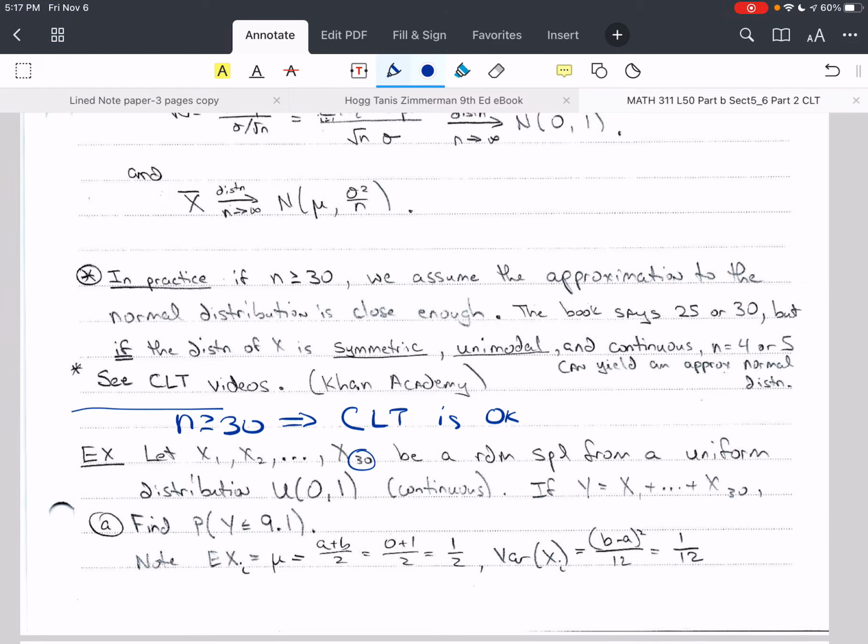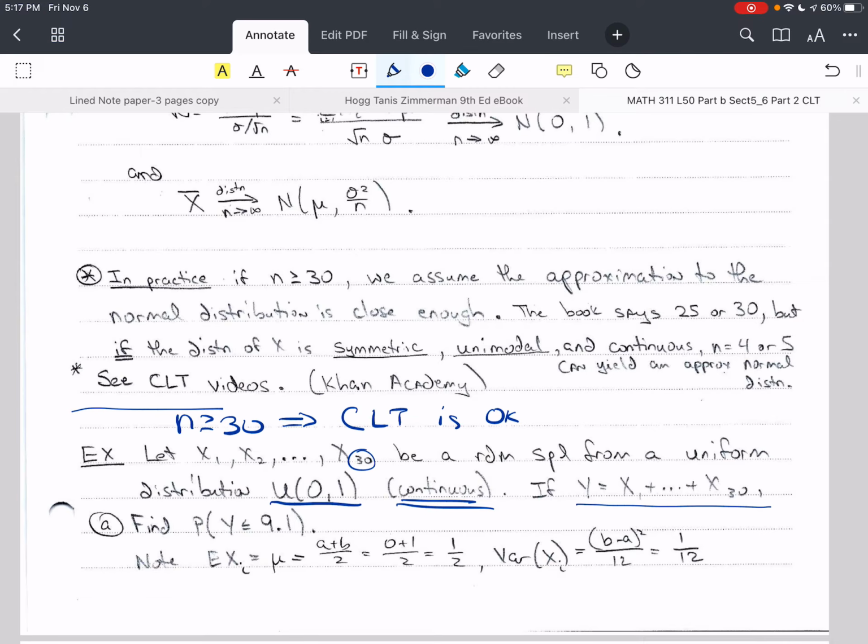So let x1, x2 up to x30 be a random sample from a uniform distribution, uniform between 0 and 1, and just in case you're wondering, it's continuous. Okay? So we're going to define y equal to x1 plus x2 plus ... plus x30. Find the probability that y is less than or equal to 9.1.